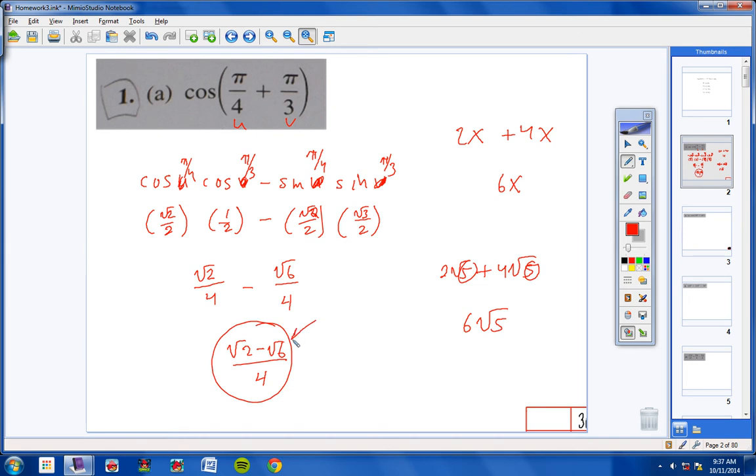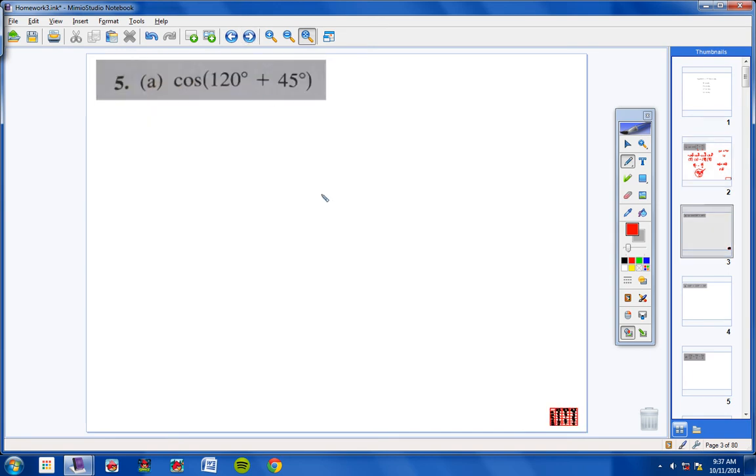Here's your answer right here, okay? And there's nothing you can do. You cannot reduce that because this is an inside number, this is an inside number, this is an outside number. It's not under a radical. So there is no reducing you can do. Okay, moving on to number 5.